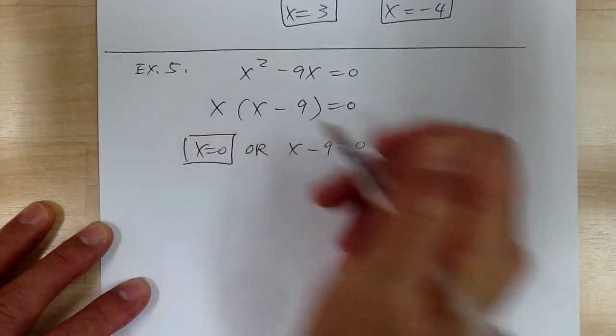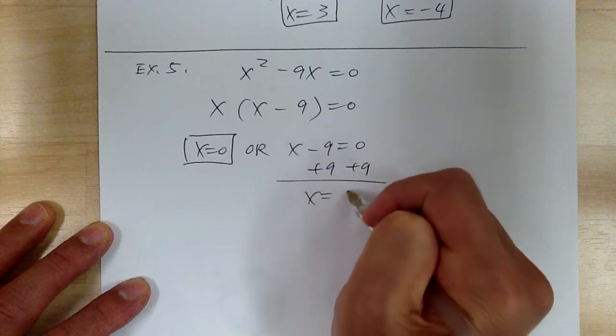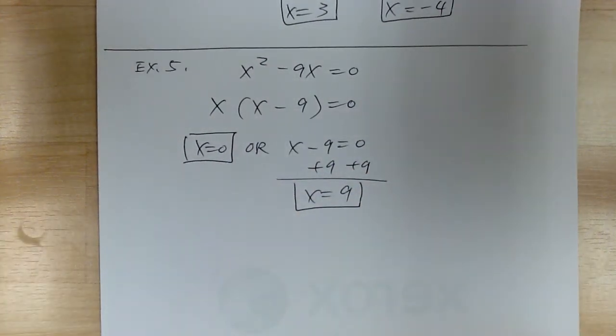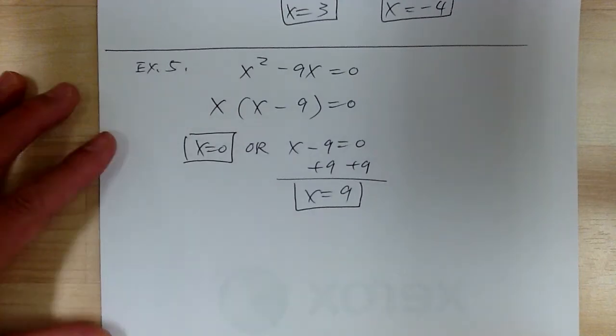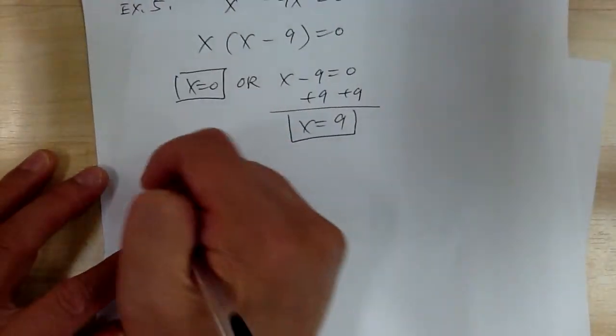So this is already done. Now this one you plus 9 on both sides. So x equal to 9. And that's your 2 answers. Now let's go to example 6. Okay, let's continue with this one. So example 6.